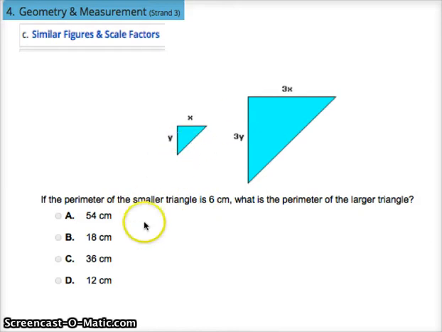3 times 6 is 18. So you could confirm it by just putting in numbers that would make it true. 1 plus 2 plus 3 is 6. Triple those. 3 plus 6 plus 9 is 18. The perimeter is a distance around.